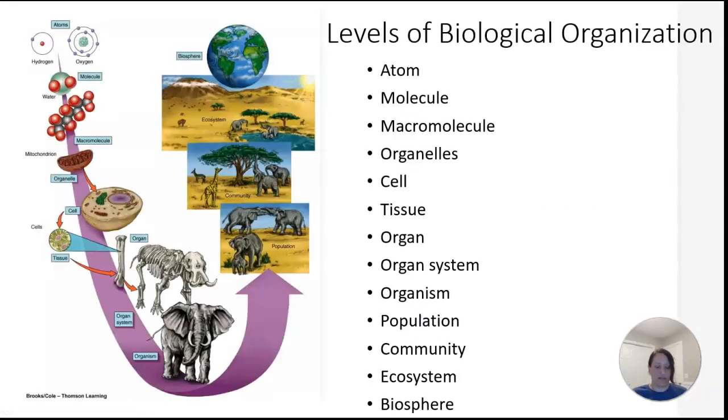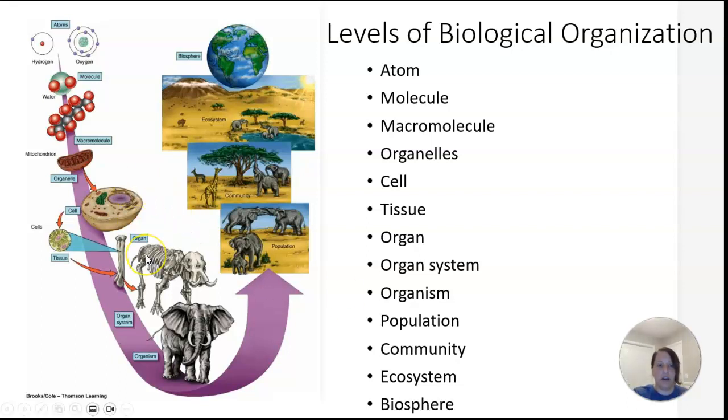Okay, so we're going to start off talking about the levels of biological organization. And so we're going to talk about each one of these individually. We're going to go from atoms to molecules, to macromolecules to organelles, organelles to cells, then tissues, organs, organ systems, organism to populations, community, ecosystem, biosphere.